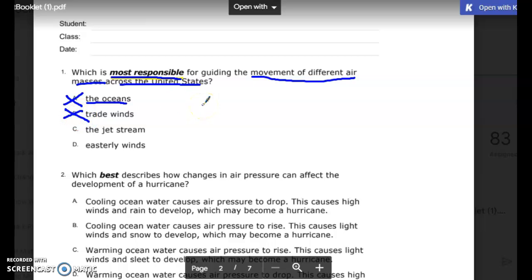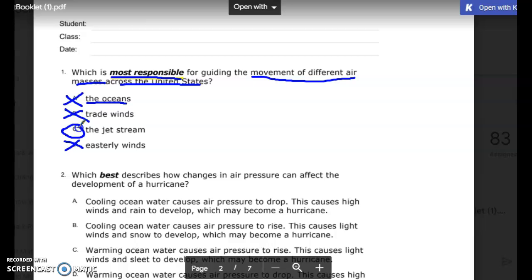Have we ever said anything about the jet stream being able to move weather across the United States? Yes, it can actually deflect some of the weather. It's a big, giant river of wind. Of course it can. Easterly winds, are you talking the polar easterlies? Even if it is, it's not going to move weather across the United States. The answer is the jet stream.